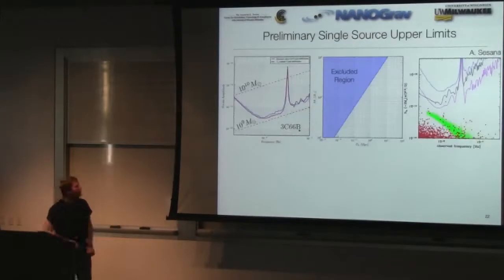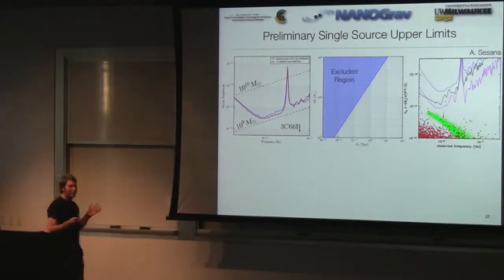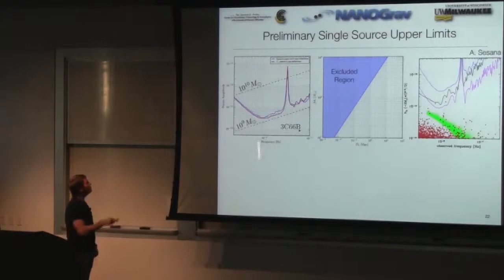And so finally, using these methods, we can set upper limits on the strength of this background as a function of frequency. Or not the background, this is the strength of the individual source amplitude as a function of frequency. And this analysis is all on the NANOGrav data. So it's a 5-year data set taken with the North American telescopes.